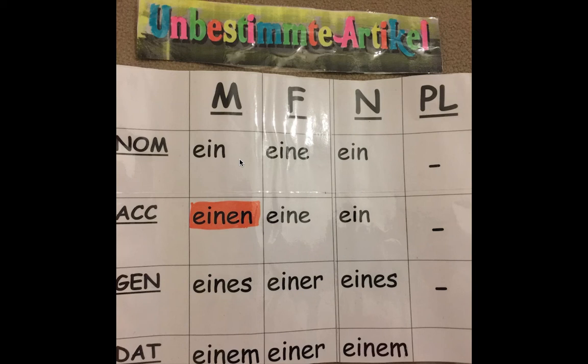I stated that haben 90% of the time takes the accusative case. What does the man have? What is the object of the sentence? It is a coat. He has a coat. So ein Mantel goes to einen Mantel.